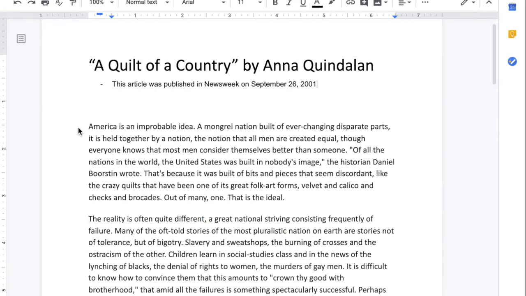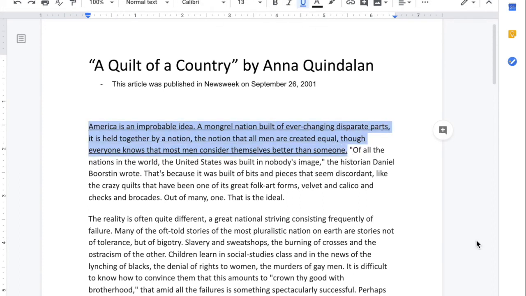You probably noticed that Ms. Quindlen put her thesis statement in these first two sentences. America is an improbable idea, a mongrel nation built on ever-changing disparate parts. It is held together by a notion, the notion that all men are created equal, though everyone knows that most men consider themselves better than someone. So go ahead and underline this. That's our thesis statement. She's arguing here that America is an improbable idea and that it's built on these different parts, held together by a particular notion, and she defines that.